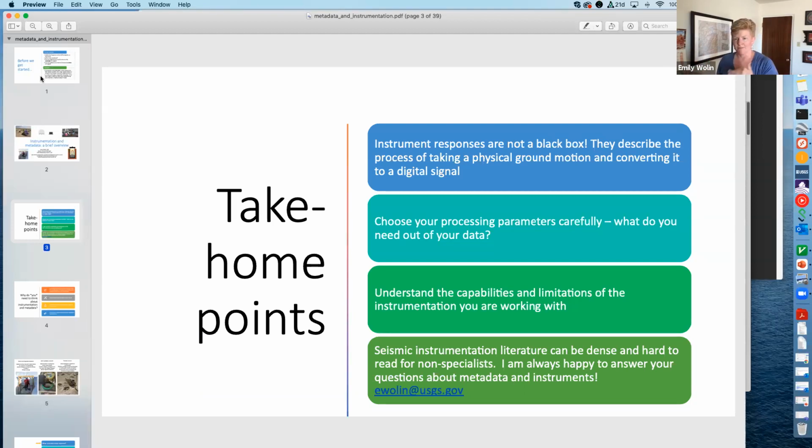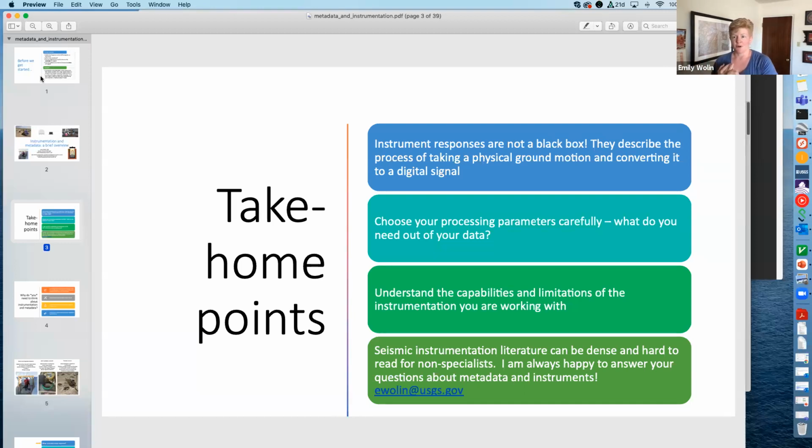When you're removing an instrument response, you need to choose your processing parameters carefully. And this is going to vary depending on your specific application, right? So today you're not going to get the ideal set of parameters for exactly your application, but you're going to play around with a lab notebook that will help you visualize how changing these parameters affects the outcome.